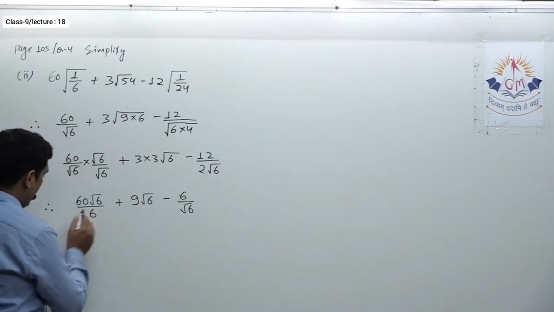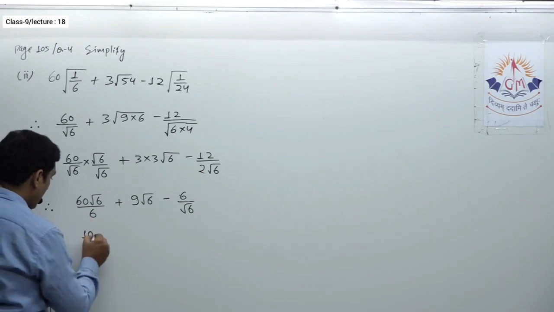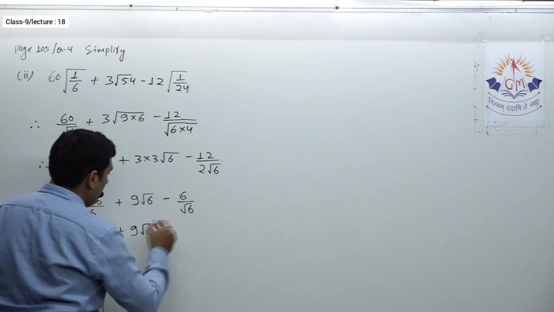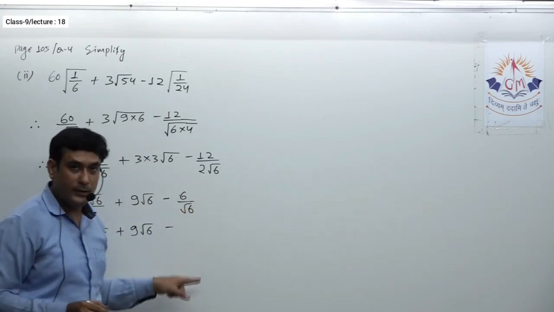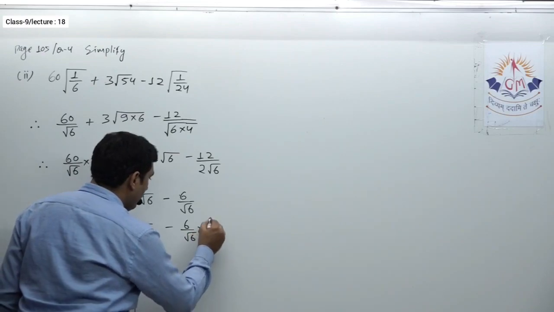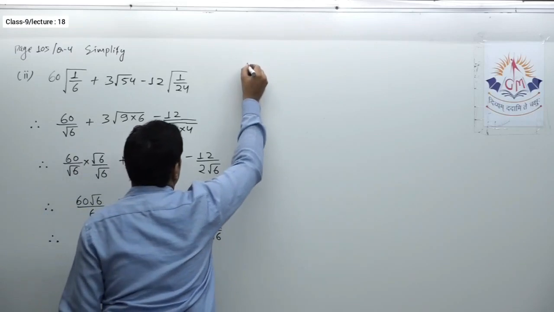Now cancel this, so here I get 10 root 6. 9 root 6 remains as it is, and over here again I need to rationalize the denominator. For that I will multiply the numerator and the denominator by root 6.